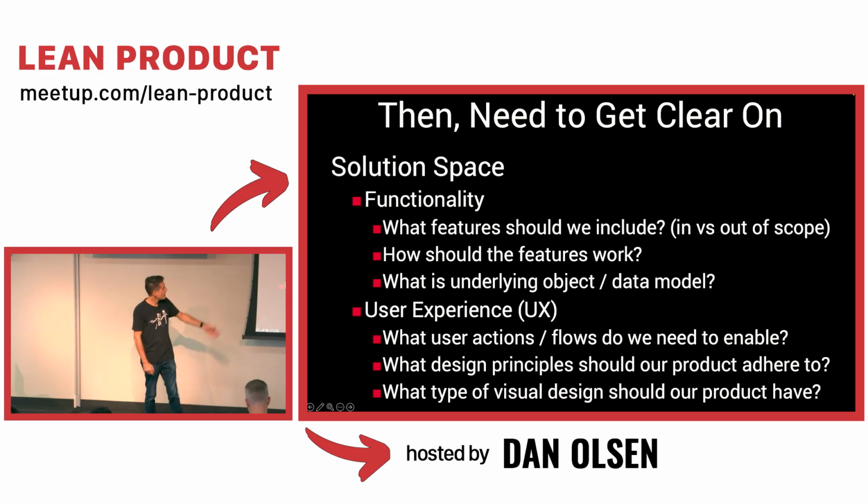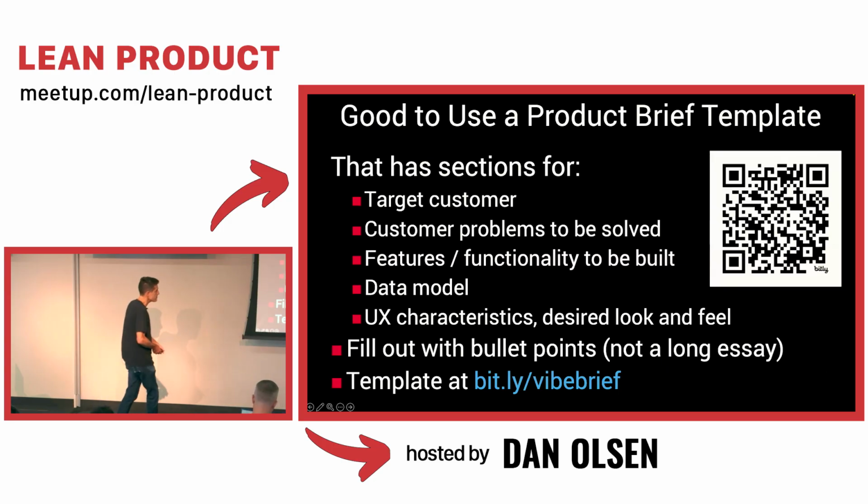That can be helpful. And then you can specify the UX, right? What flows do we need to enable? What design principles? What kind of visual design do we want? So it's good to have a product brief template. I have one here for you all. If you want to use it, it's a free Google Doc.